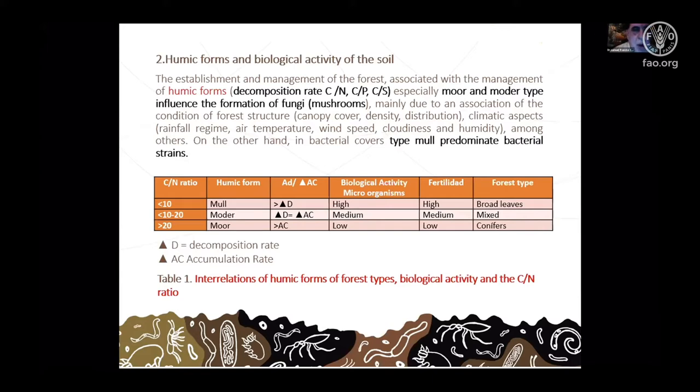Humic forms are very important in the biological activity of soils. We have a contribution in the relationship of humic form, forest type, biological activity, and the carbon to nitrogen ratio. Also, you can have a carbon to phosphorus and carbon to sulfur ratio. That is the influence of the formation of fungi on the canopy, the cover, and also climate variables like rainfall regime, air temperature, wind speed, cloudiness, and humidity.